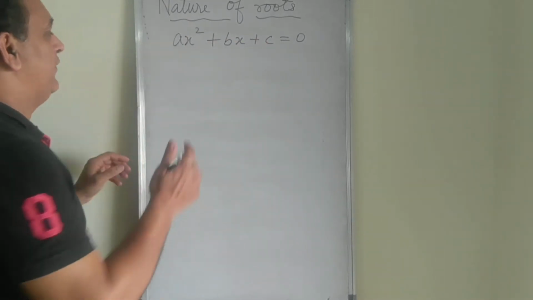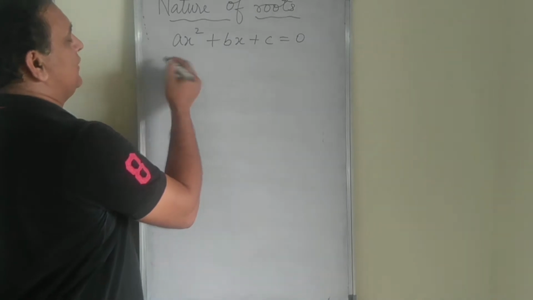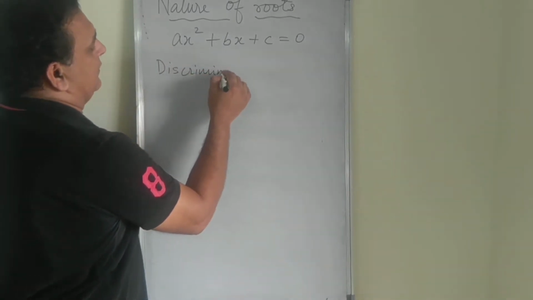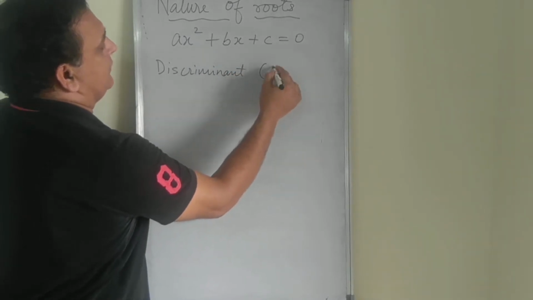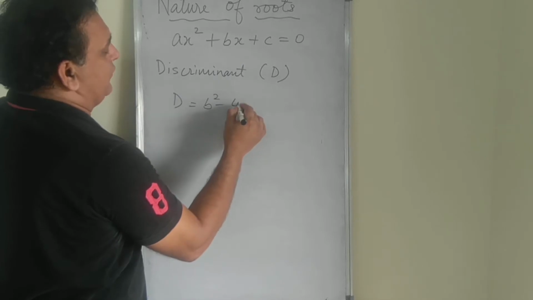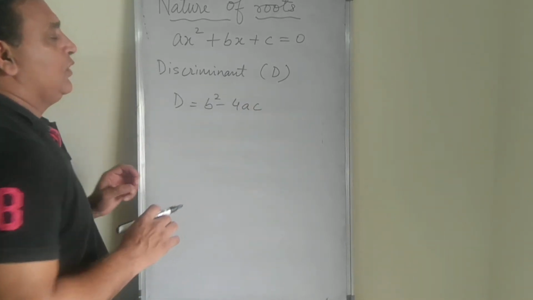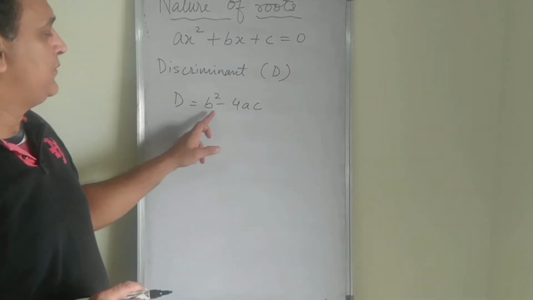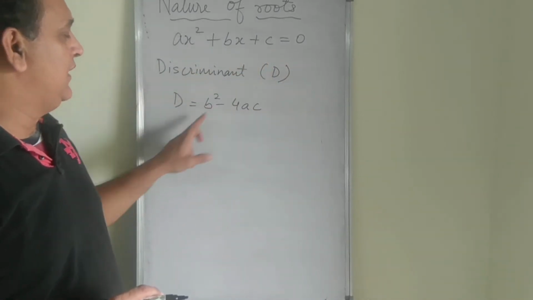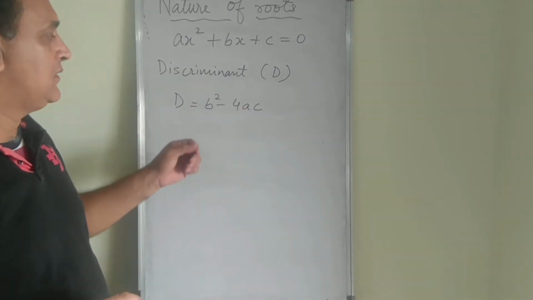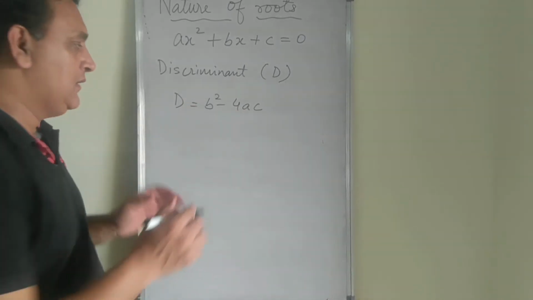How we can find that out is, there is a term called discriminant, which is represented as D. Now D is equal to b square minus 4ac. So we have to look at this equation and substitute these values of a, b, c in this formula. We will get different types of answers. Now there are three possibilities.